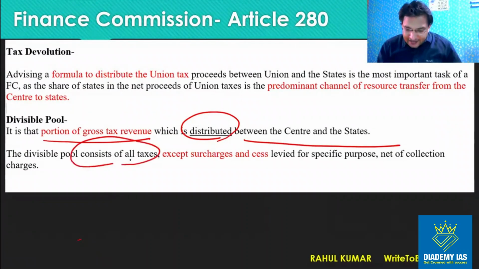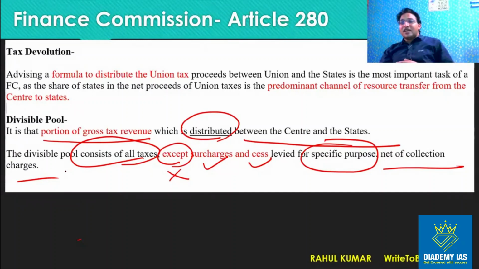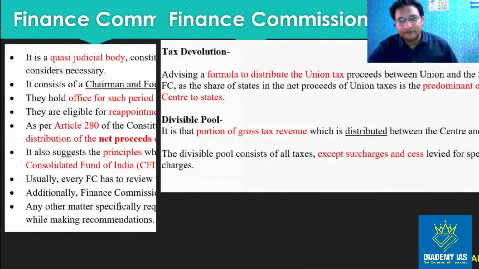It consists of all the taxes except it does not include what? Surcharge and cess which are levied for a specific purpose, right? Net of collection charges. So what is the meaning of surcharge? For example, surcharge on income tax, cess, for example, Swachh Bharat cess, primary education cess, higher education cess. So these cess and these surcharge are for a particular purpose. So these are not included in the divisible pool. Okay, we do not include them in the divisible pool.